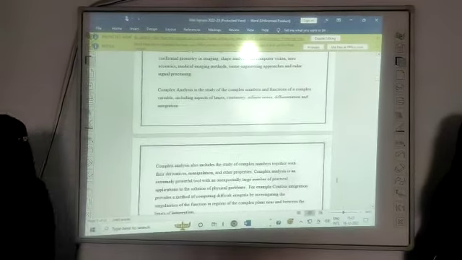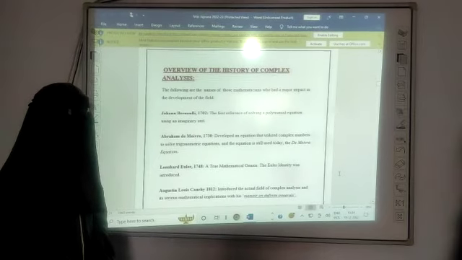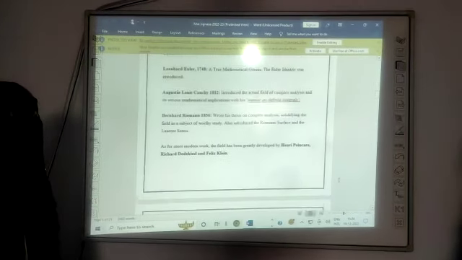Overview of the history of complex analysis. These are the scientists who have worked in complex analysis and contributed many theorems and other results: John Bernoulli, Abraham de Moivre, Leonhard Euler.